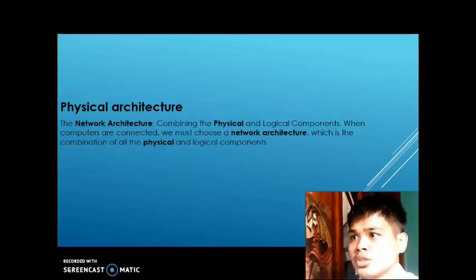Physical architecture. The network architecture combines physical and logical components when the computers are connected. We must use a network architecture which is the combination of all physical and logical components.